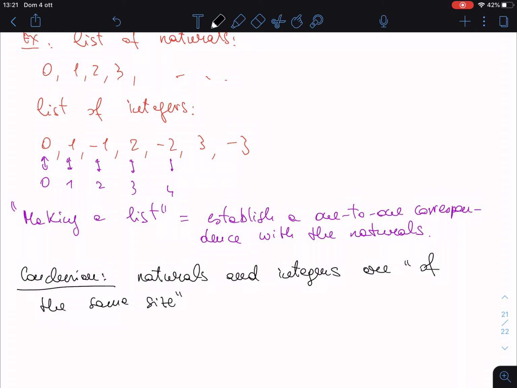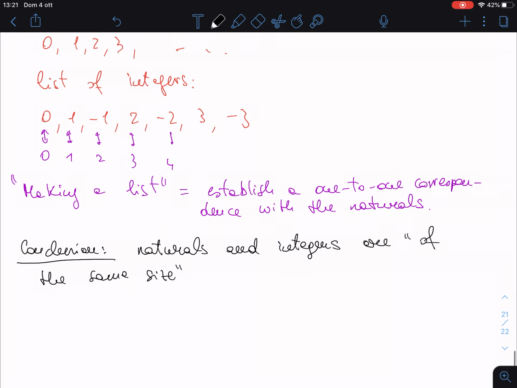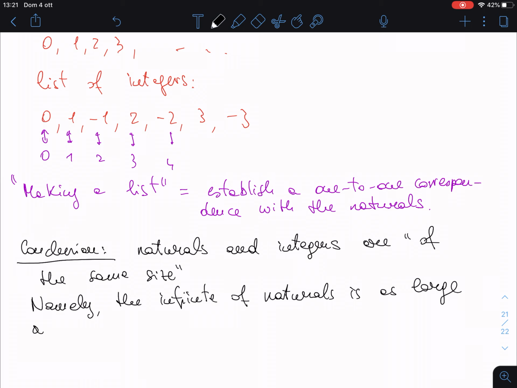The exact word is that they have the same power. We say of power of an infinity. So, namely, the infinite of naturals is as large as the infinite of integers. Even though this is highly counterintuitive, because integers are, in some sense, more than the natural because they include it.